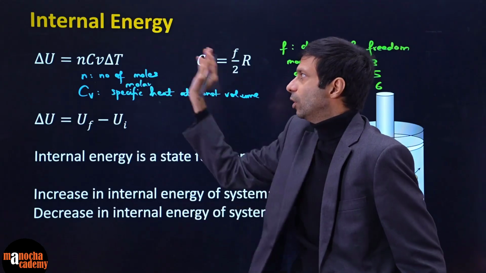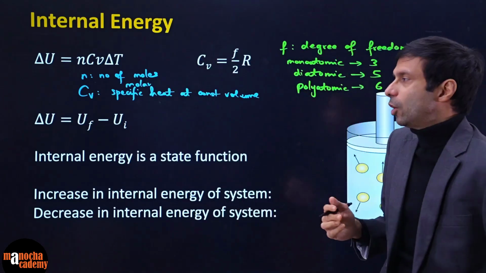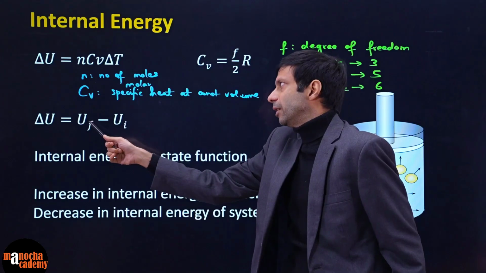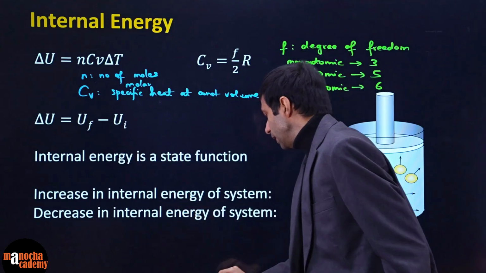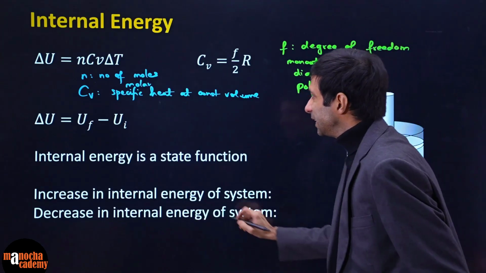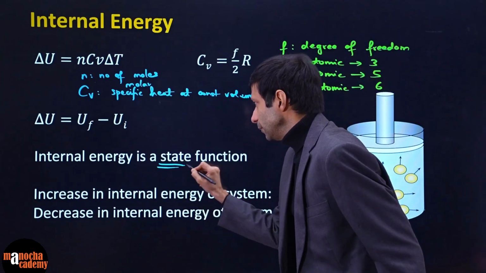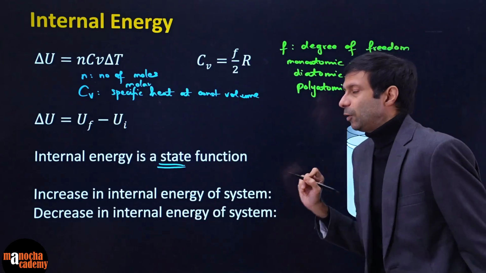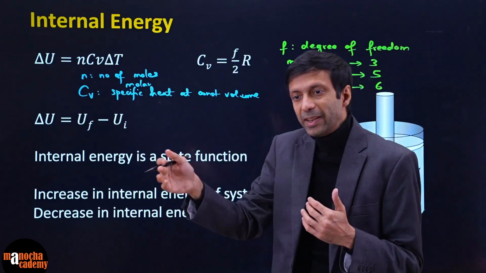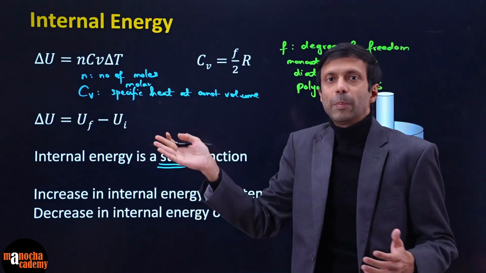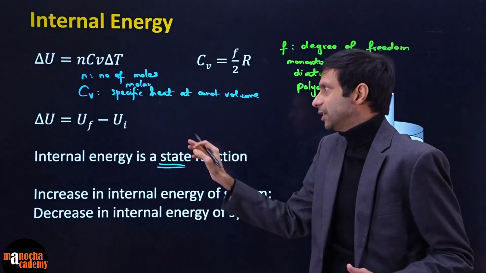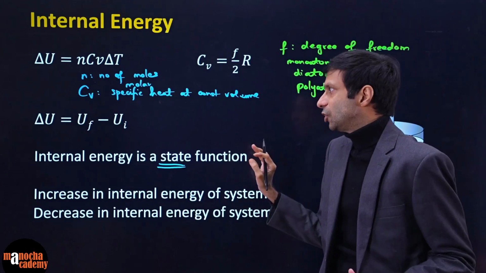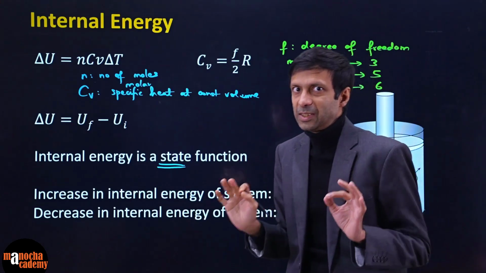So if you know this value, you can easily calculate. Now, change in internal energy is basically UF minus UI. And one very important thing, internal energy is a state function. What does that mean? It means that it only depends on the final and initial state, not on the paths taken. So it doesn't matter if you go this way or this way, as long as the initial and final state are the same, the change in internal energy will be the same.